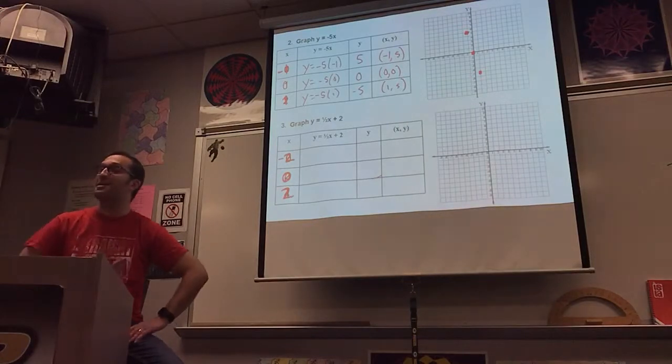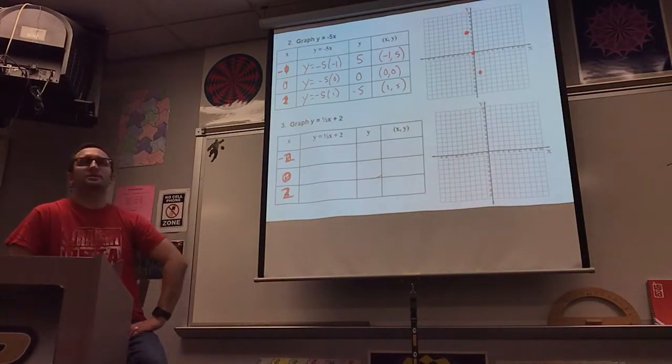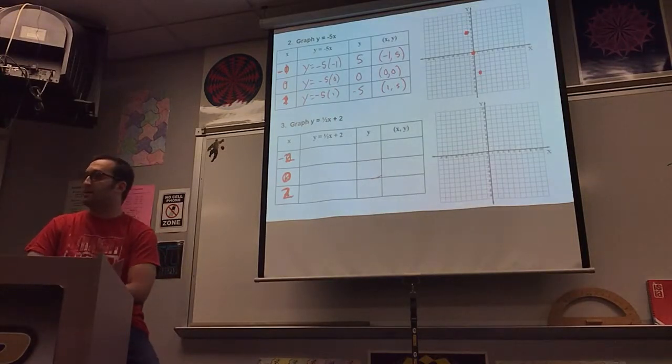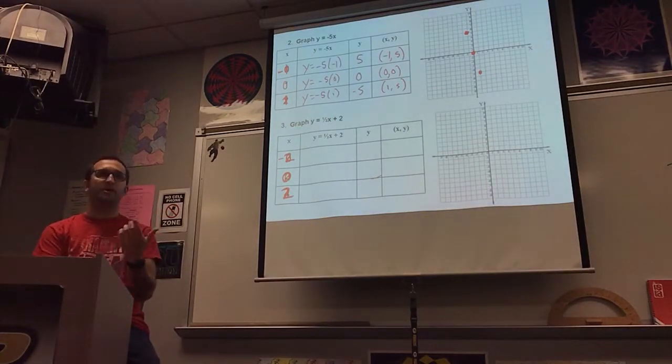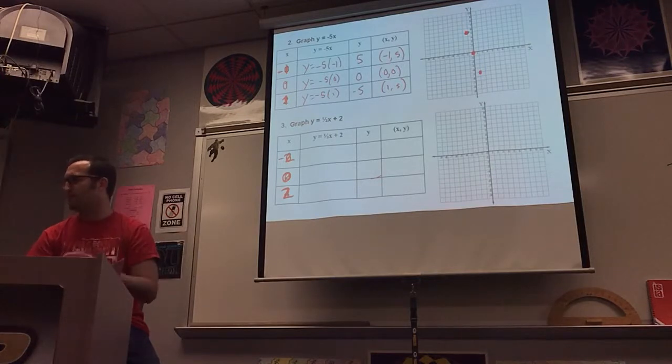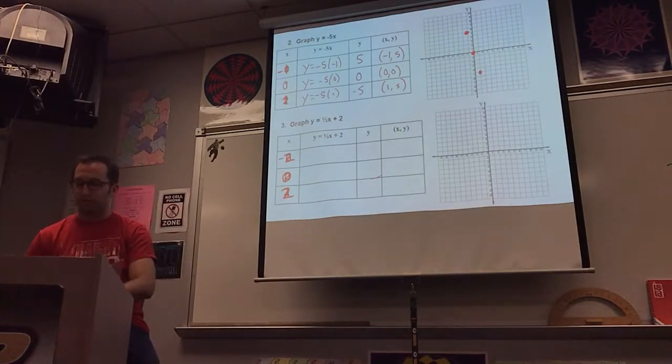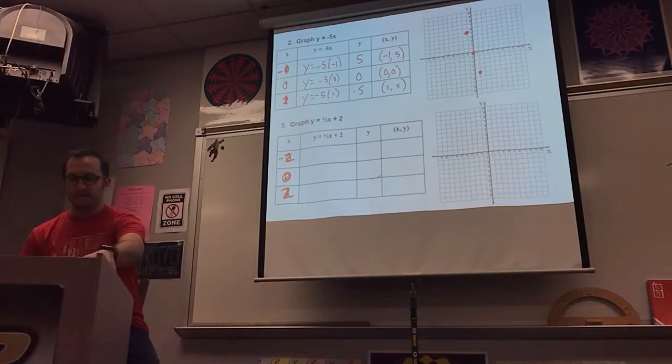I went fast, but I went a little too fast. So that's one of those things I want you to be aware of. Writing fast is important on these, because if you write faster, these problems go faster. But the key is making sure you actually include negatives when they're supposed to be there. And we graph this one.